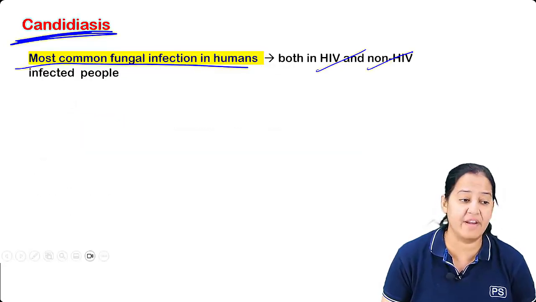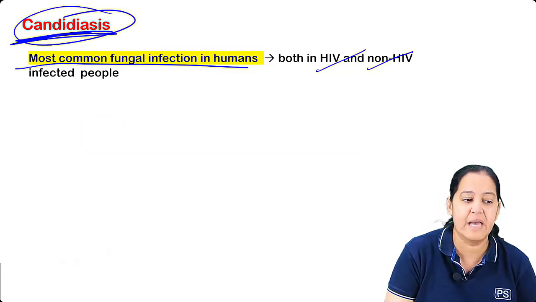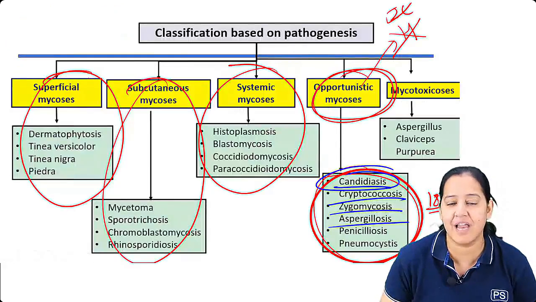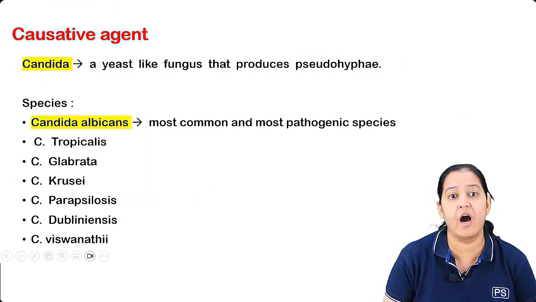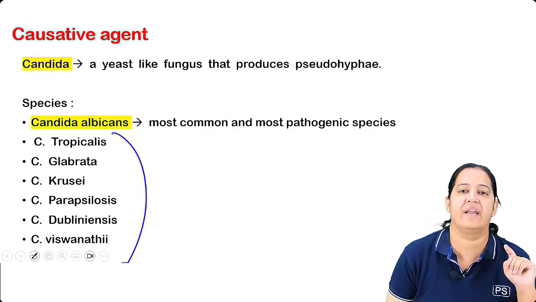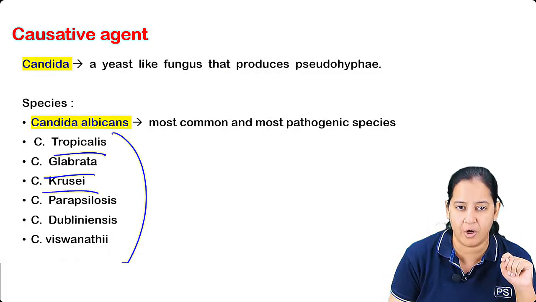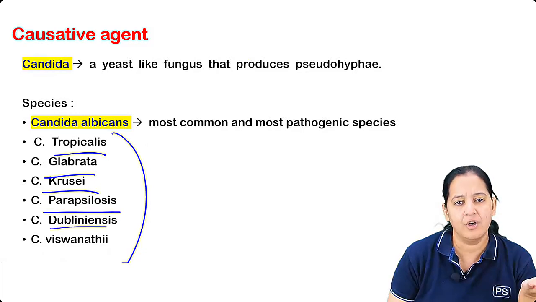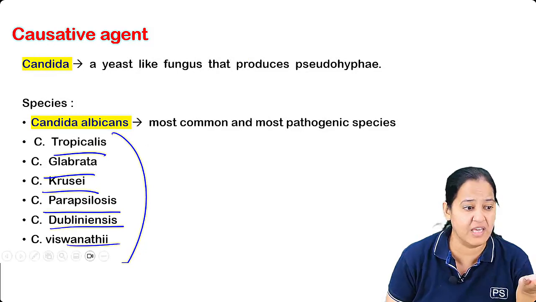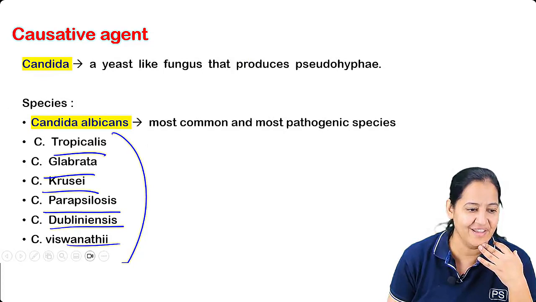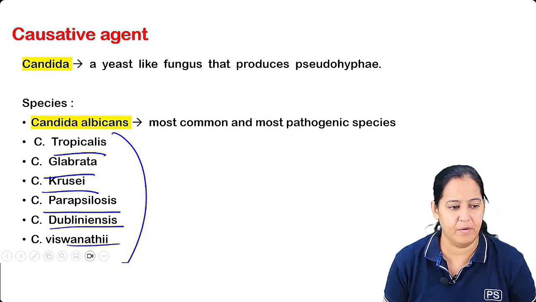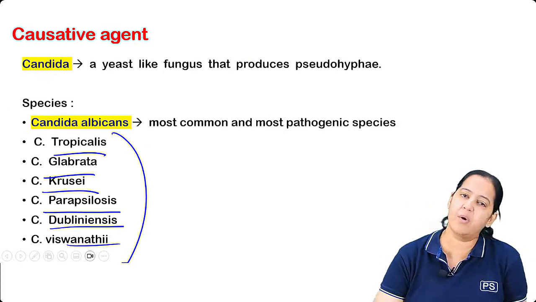How many types of Candida do you know? Candidiasis is the disease. If I ask for the causative agent, you will say, ma'am, Candida. Which Candida? There are many types of Candida: Candida tropicalis, Candida glabrata, Candida krusei, parapsilosis, dubliniensis, viswanathii. There are many Candida you can learn. All these are the causative agents.